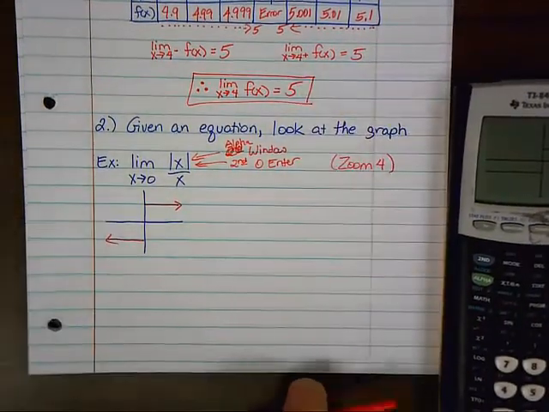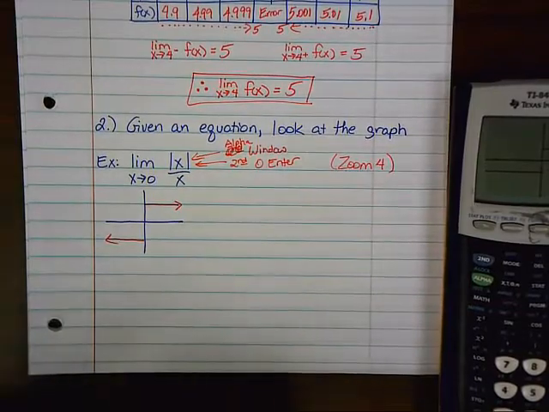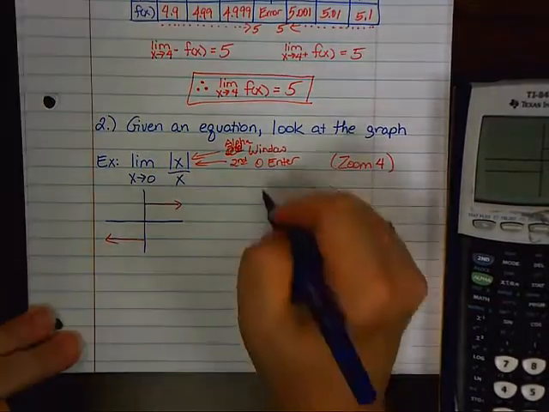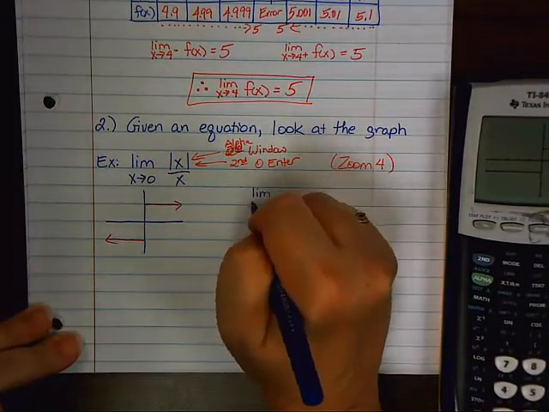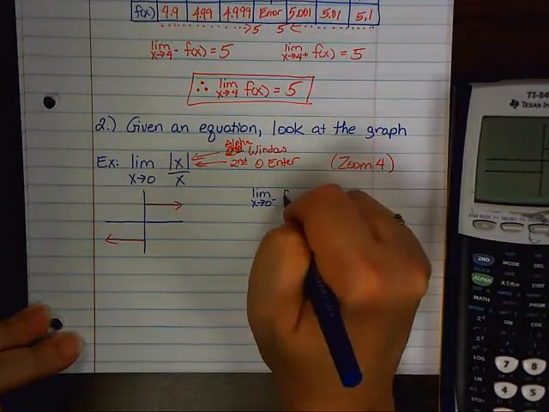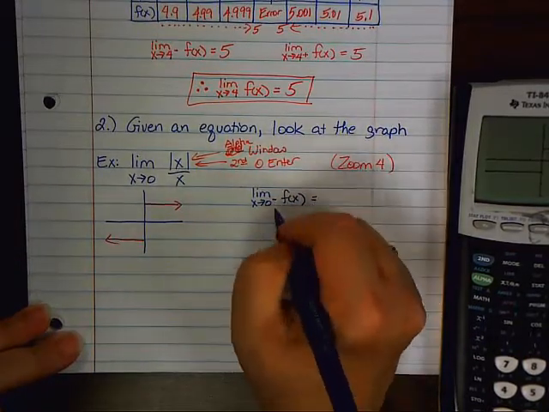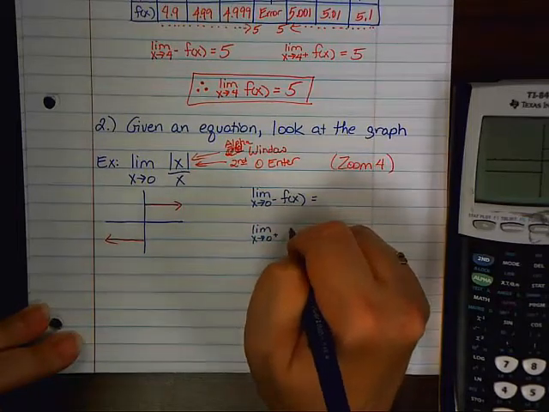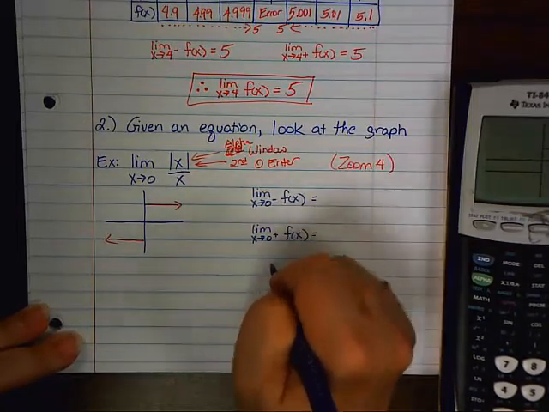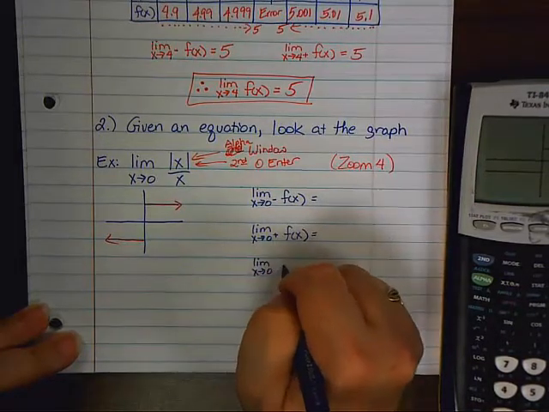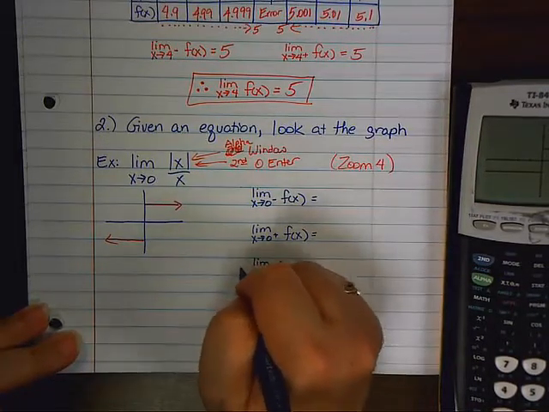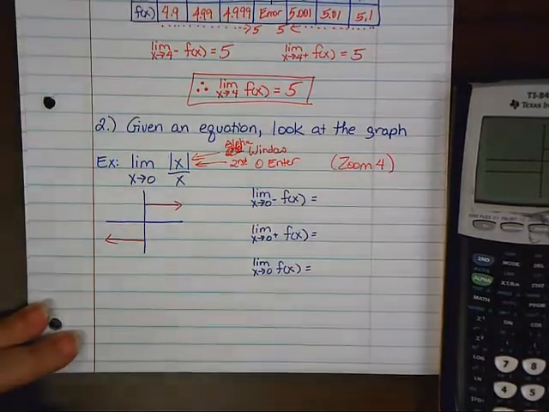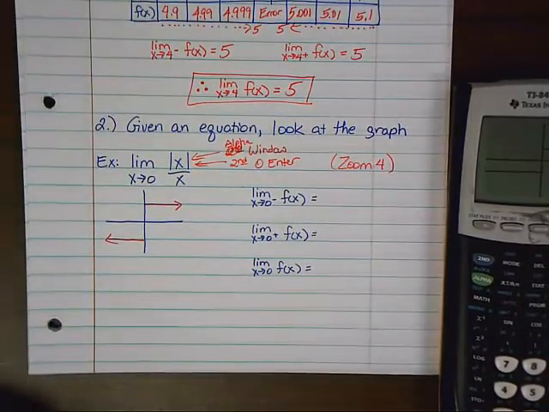Okay, after you write that down, I want you to write down the following. I want to do the limit as x approaches 0 from the left of the function. I want to do the limit as x approaches 0 from the right of the function, and then the limit as x approaches 0 of the function. Those three. 0 from the left, 0 from the right, and then just 0.